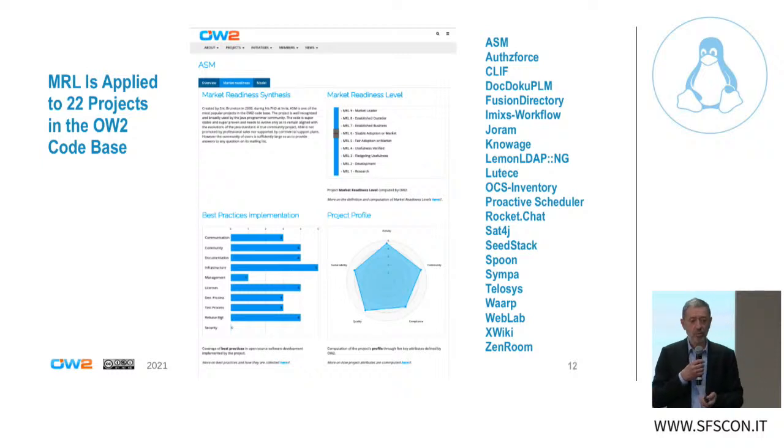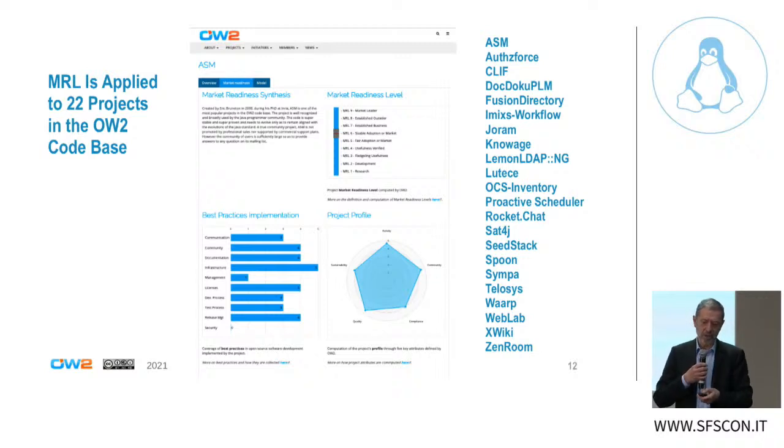So what we've done, we've applied market readiness levels to 22 projects in the OW2 code base. We run more. At OW2, our job is really to promote a code base. So this is why we are applying this to our code base. The other reason why we're applying it to the code base is that it's an environment we control, and we've managed to engage with the project leaders to be part of this exercise.